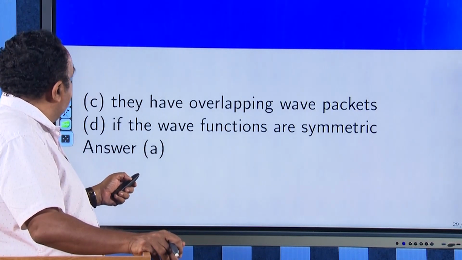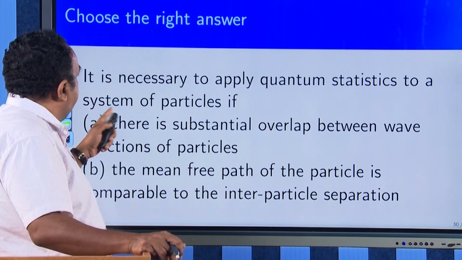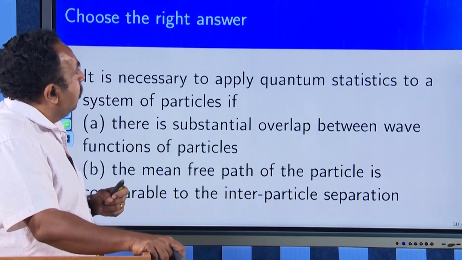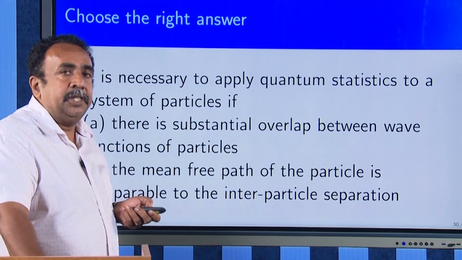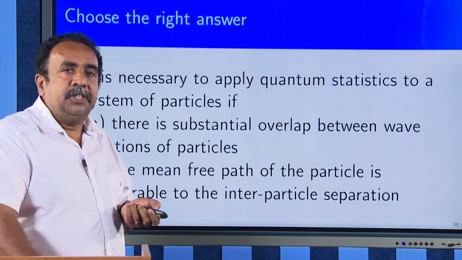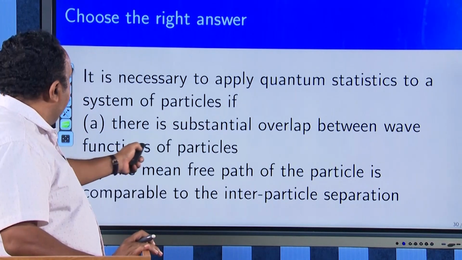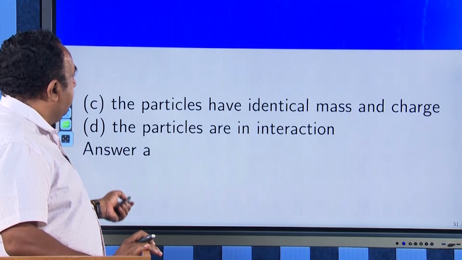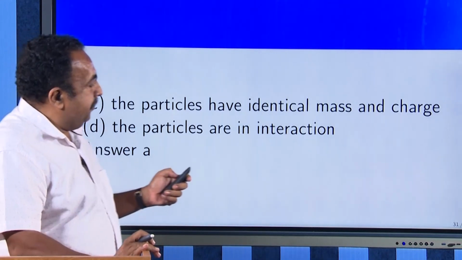The second question is: it is necessary to apply quantum statistics to a system of particles when? We can apply quantum statistics only when the wave functions overlap, that is, if there is a substantial overlap between the wave functions of the particles. Therefore, the answer is A.